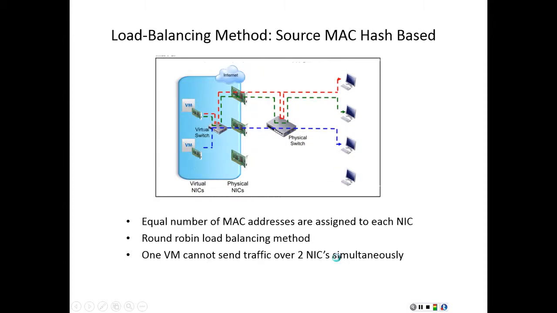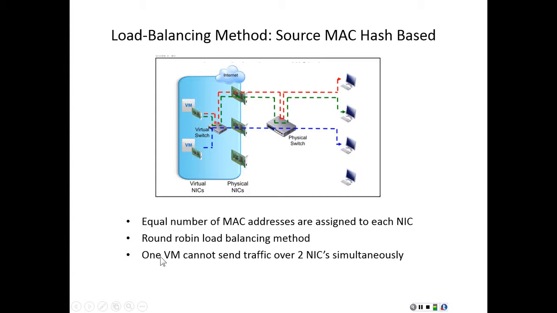A second load balancing method is called source MAC hash based load balancing method, and the purpose of this load balancing method, just like the previous one, or very similar to the previous one, is to provide an equal number of MAC addresses which are assigned to each network interface card, and it too uses a round-robin load balancing method.